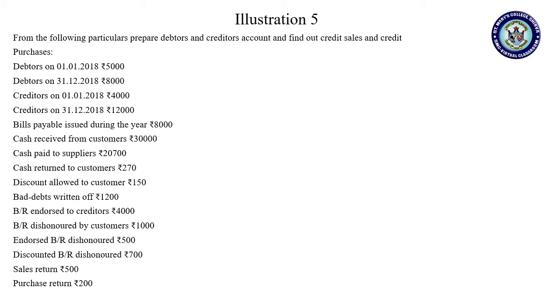Next, cash paid to supplier. The supplier is a creditor. When you pay the cash, the creditor will receive the cash, so the creditor is the receiver. Cash goes out, so it is a credit. Creditor is the receiver, so debit. So the journal entry is creditors account debit to cash account.